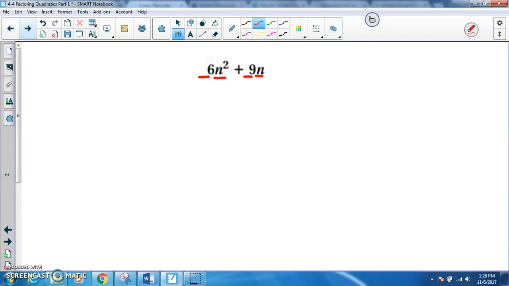So we know that the highest number that divides into 6 and 9 would be 3. And since we have n squared and n, we have an n in both terms, so we could take out 3n. If that's what we are dividing by, then on the inside of our parentheses, we would be left with 2n plus 3. It's basically like reverse distributive property.